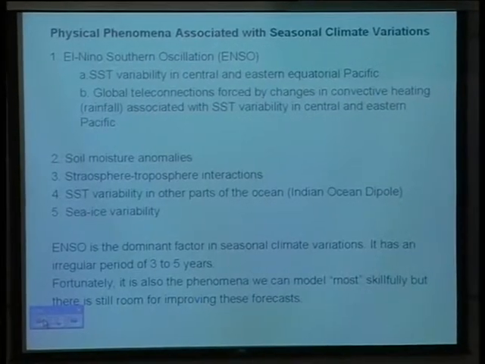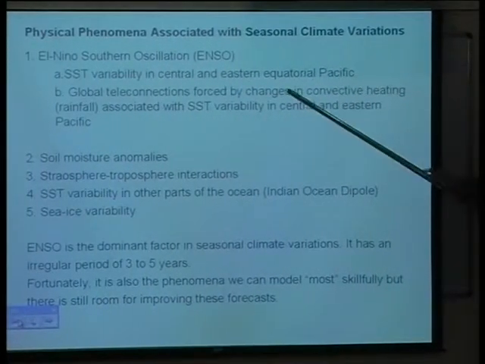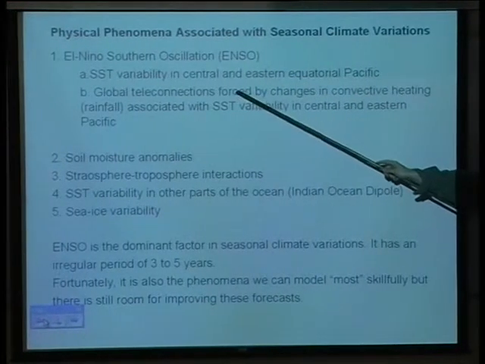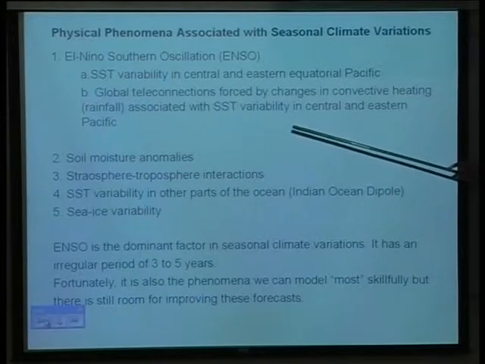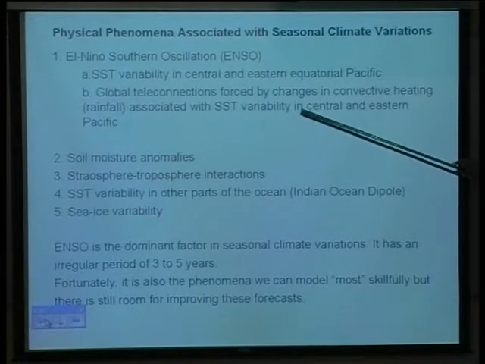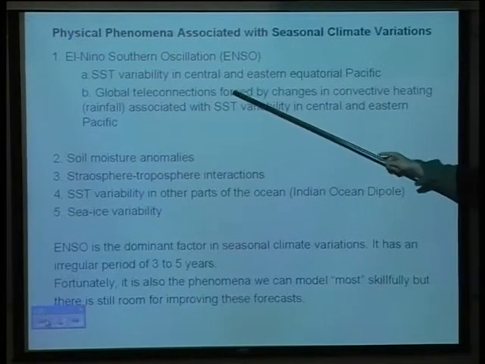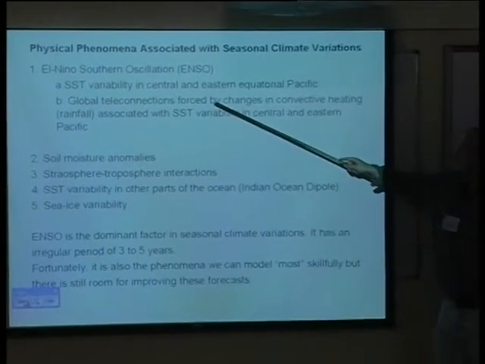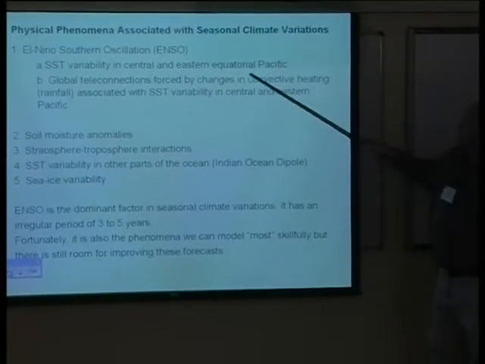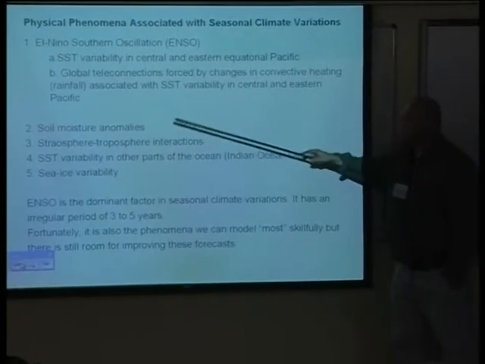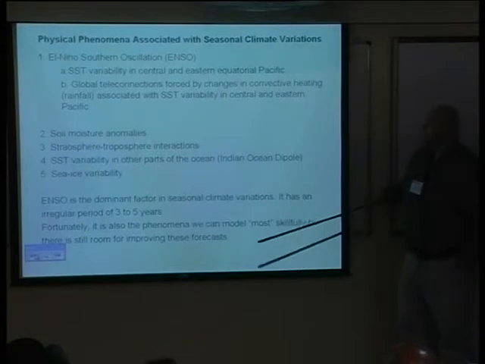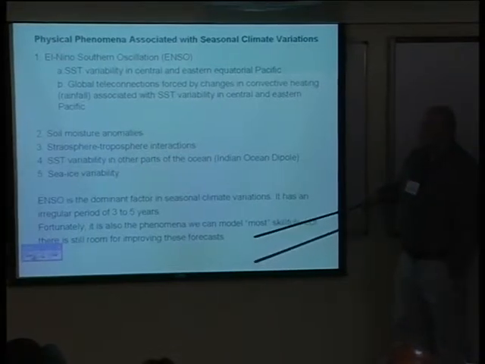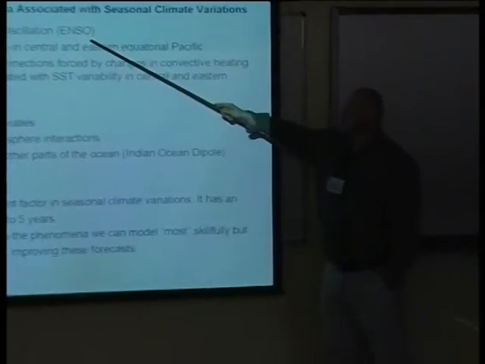Okay, so physical phenomena associated with seasonal climate variations. ENSO is dominant. For those of you who don't know, and I assume that this audience is kind of mixed, some people have a background in meteorology, some in short term, some in seasonal, so I'll just go over everything. SST variability in the Central and Eastern Pacific is what's called the El Niño part. The Southern Oscillation is the global manifestation of the response, usually looked at in the surface pressure field, indicated by the pressure difference between Tahiti and Darwin.